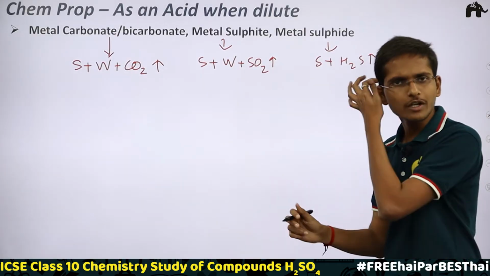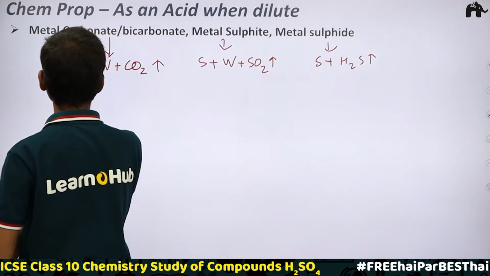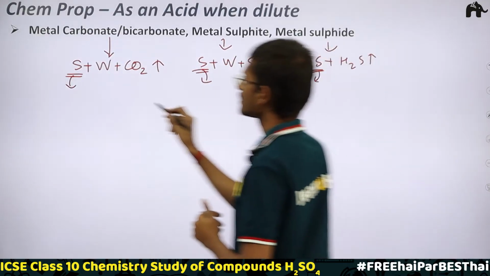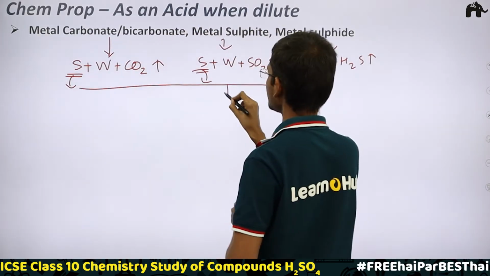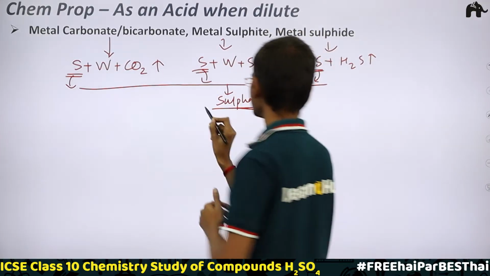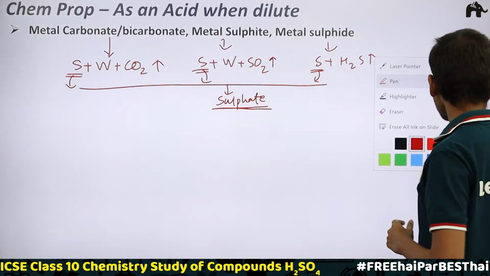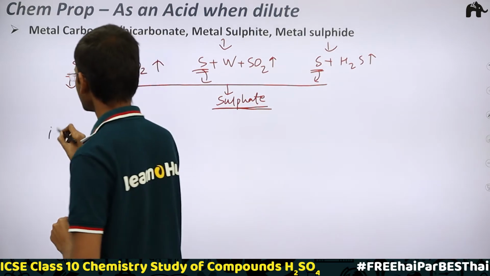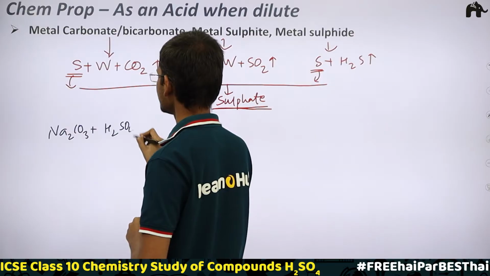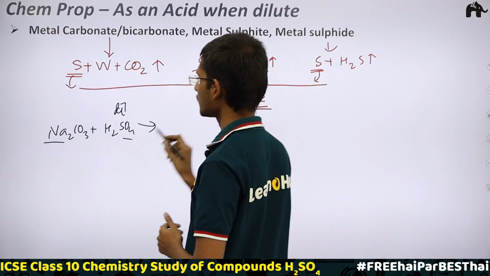I would give you one example of each, how to form the salt and how to form the water. And the salt which is formed in all the cases is sulfate salt. Just get this thing right in your brain, it's sulfate salt. So I would show you some reactions, starting from sodium carbonate plus dilute sulfuric acid. It would give me sodium sulfate, water, carbon dioxide.